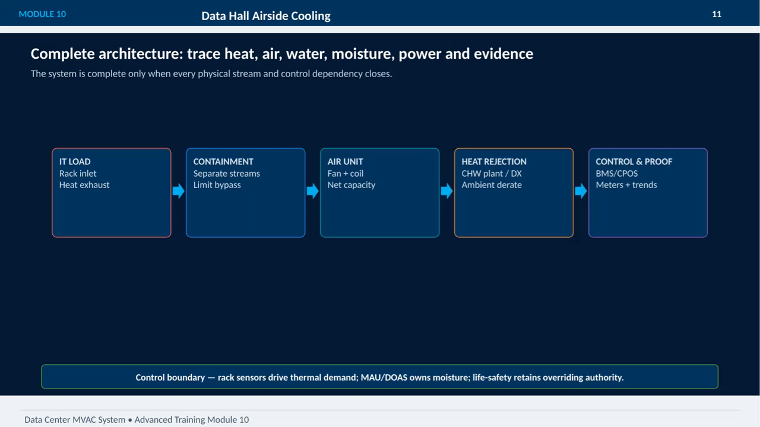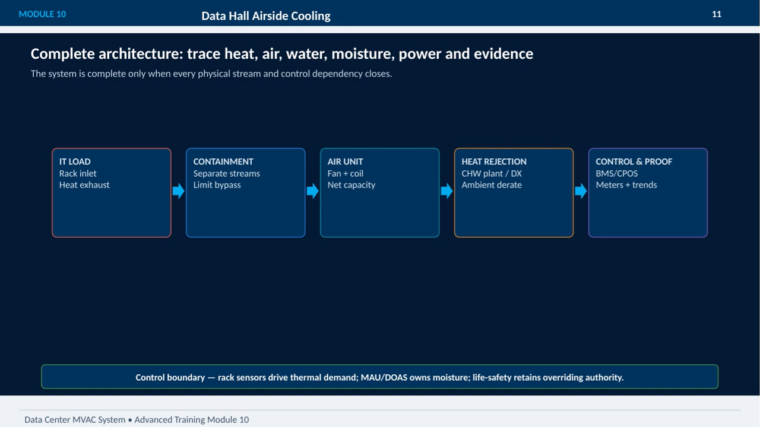Here, we're looking at the complete architecture of Data Hall Airside Cooling, which involves closely tracking heat, air, water, moisture, power, and evidence. The key idea is that the system is truly complete only when every physical stream and control dependency comes full circle.